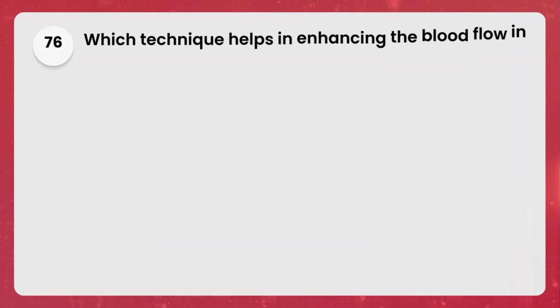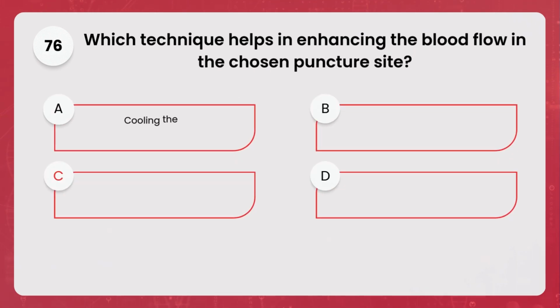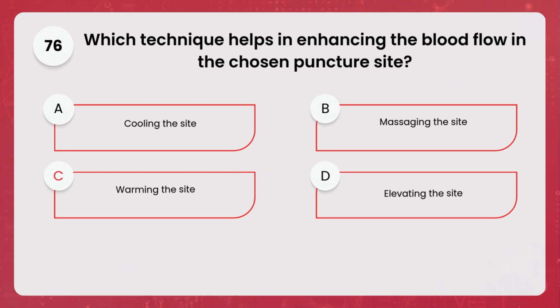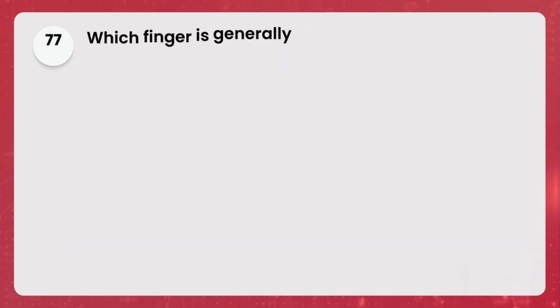Which technique helps in enhancing the blood flow in the chosen puncture site? A. Cooling the site, B. Massaging the site, C. Warming the site, or D. Elevating the site? The answer is C. Warming the site.